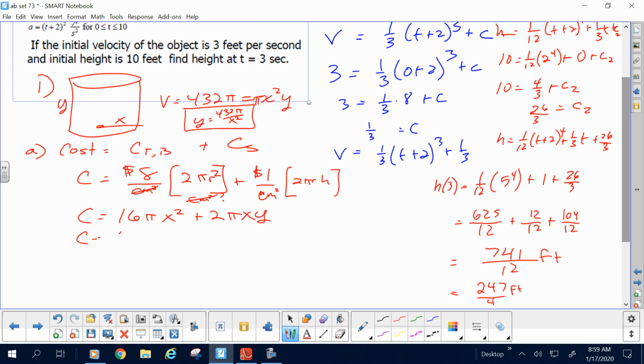So cost is 16 pi x squared plus 2 pi x times 432 over x squared. Oh, the pi's dropped out, right. Good call. No pi. Okay, thank you. All right. So let's take the derivative on 16 pi x squared plus 864 x to the negative first.